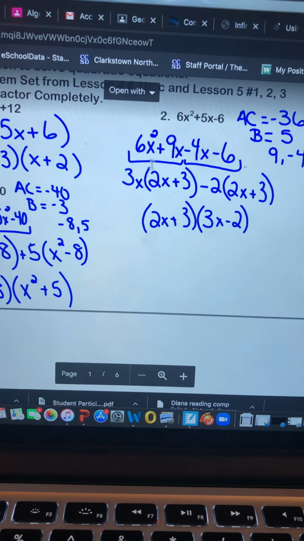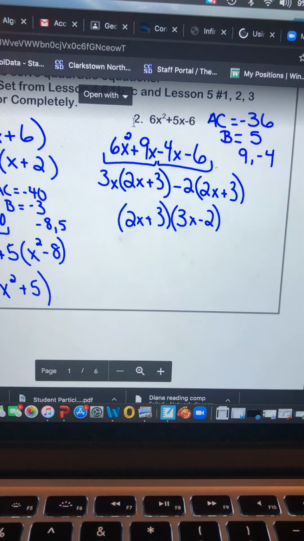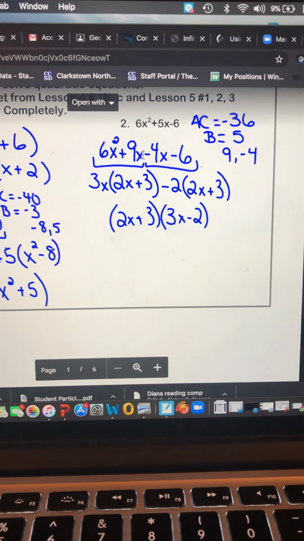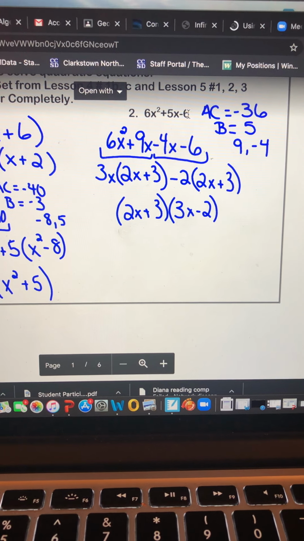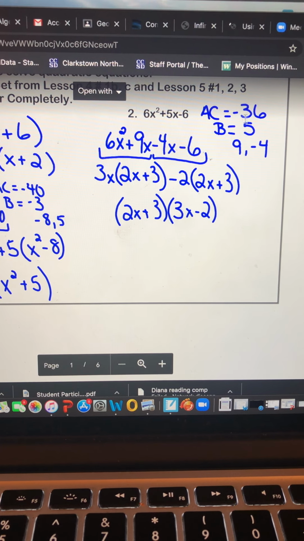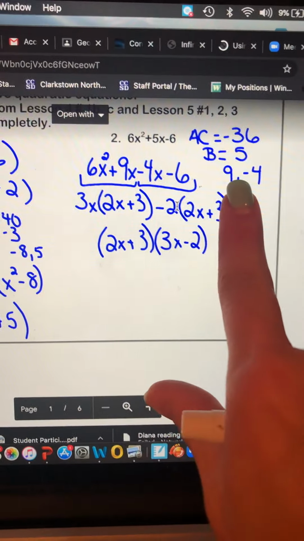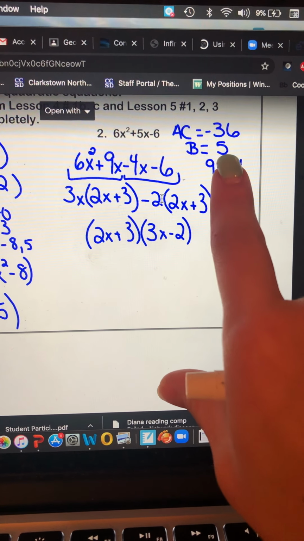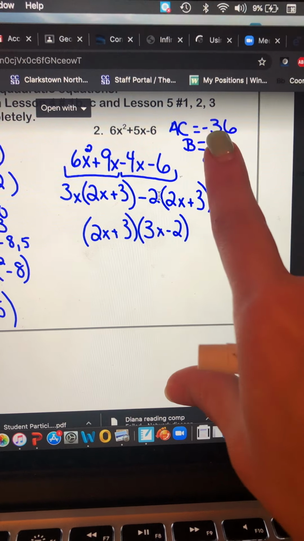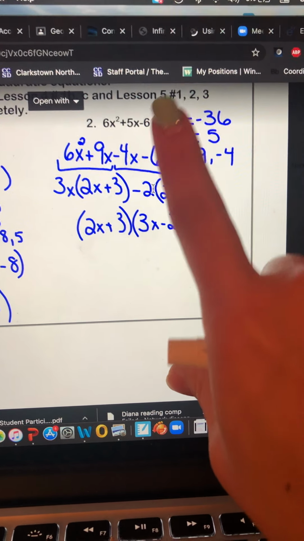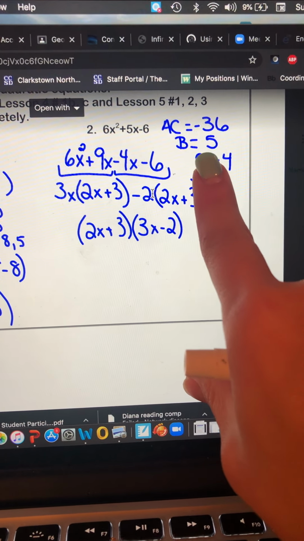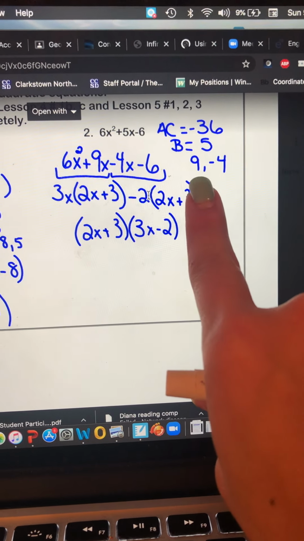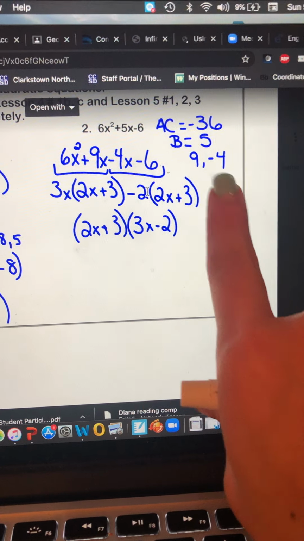All right, for number 2, there's no GCF. We have to do the AC method, which is what you learned yesterday. So 6 times negative 6 is a negative 36. You keep the 5. You're thinking what 2 numbers make a negative 36 that also add to positive 5. So again, you're listing out those factors and you have to make sure that they satisfy the negative and the positive, right? Because you did 6 times a negative 6 is negative 36. So those 2 numbers would be 9 and negative 4.